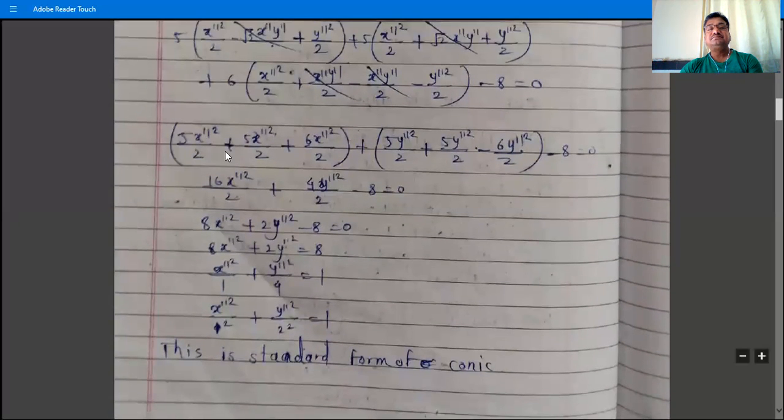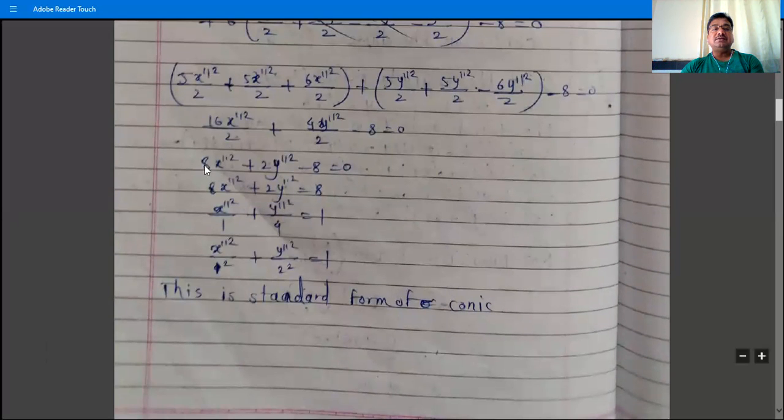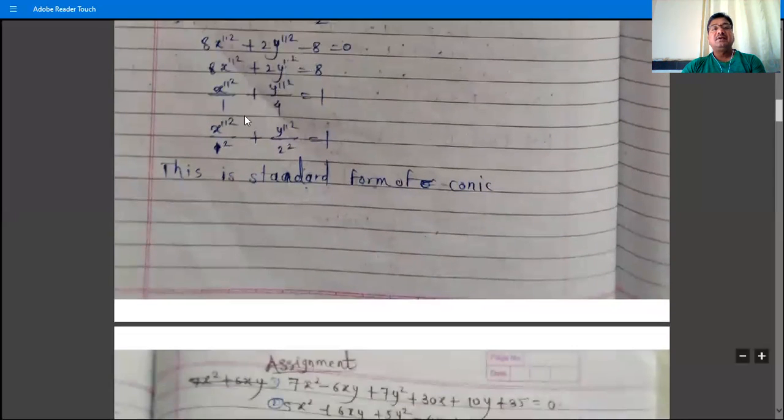So we have 16 x double dash square by 2, and 4 y double dash square by 2, since 5 plus 5 is 10, minus 6 is 4, minus 8 is equal to 0. And then it is 8 x double dash square plus 2 y double dash square minus 8 is equal to 0. Then shift this 8 to the RHS and divide throughout by 8. Then we have x double dash square, 8 by 8 is 1, plus y double dash square, 2 by 8 is 1 by 4, that is y double dash square by 4 is equal to 1.